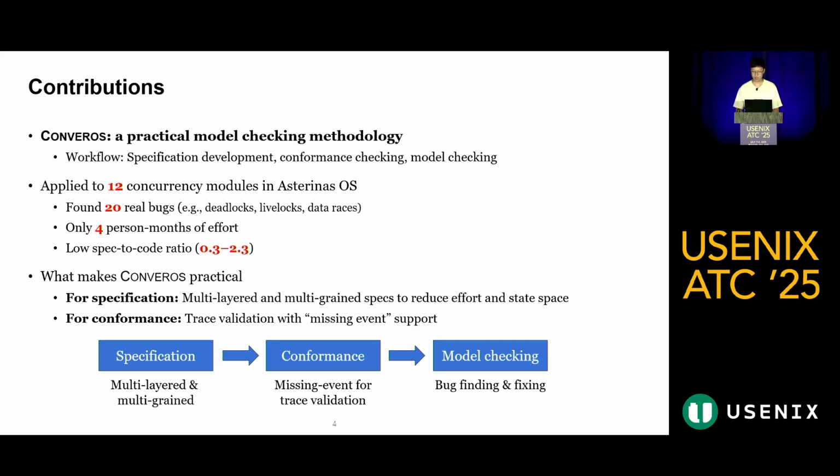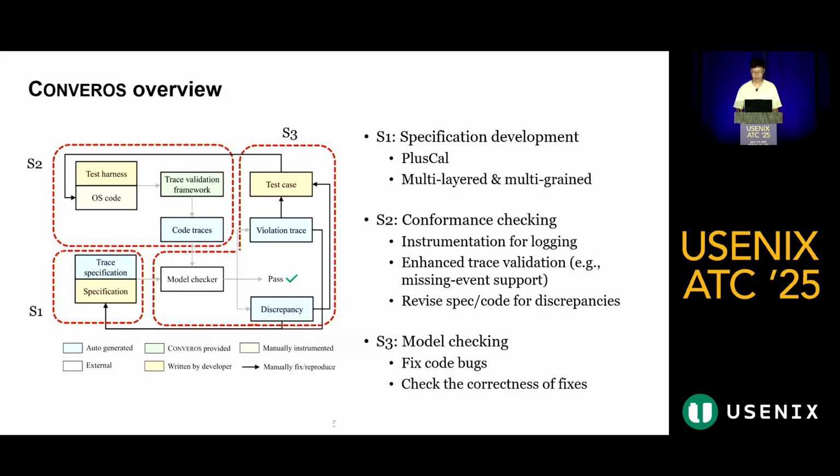We applied Converos to 12 concurrency modules in ASTERINAS OS and found 20 real bugs, including deadlocks and data races. Despite the complexity, the whole effort took only 4 person-months, with a low spec-to-code ratio. What makes Converos practical is a modeling approach that makes formal specs easier to write and verify, and a conformance technique that handles incomplete logs.